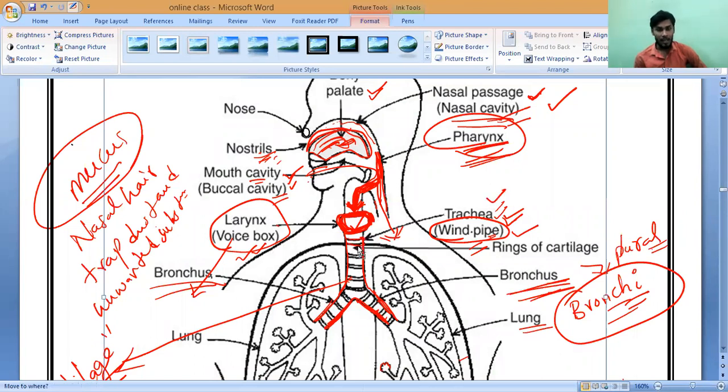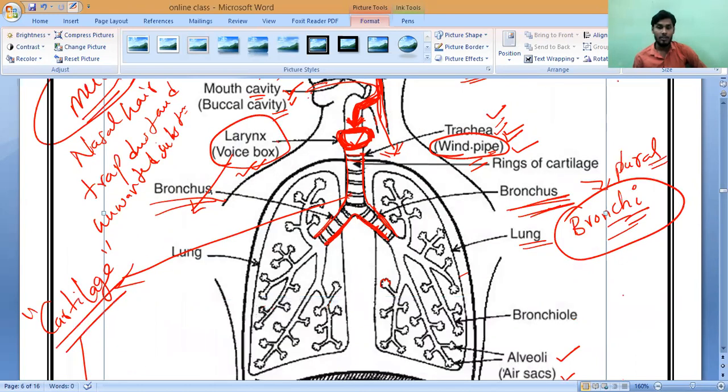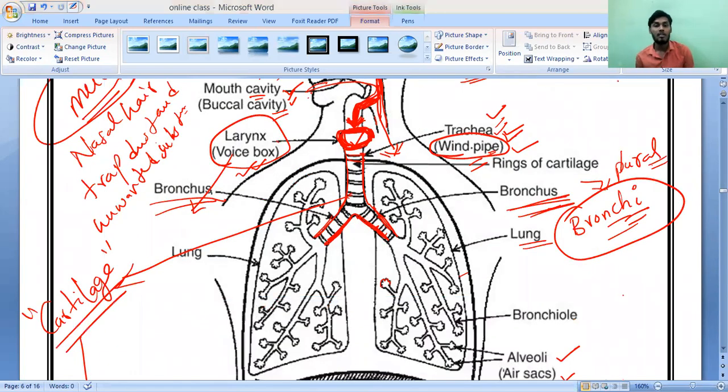Trachea. To avoid damage from collapsing of this windpipe, it is covered by a soft bone. What do we call that? Cartilage. In the trachea we have a structure called the larynx, or else we call it the voice box. Later, this trachea runs down and separates into two smaller tubes, which we call bronchi.